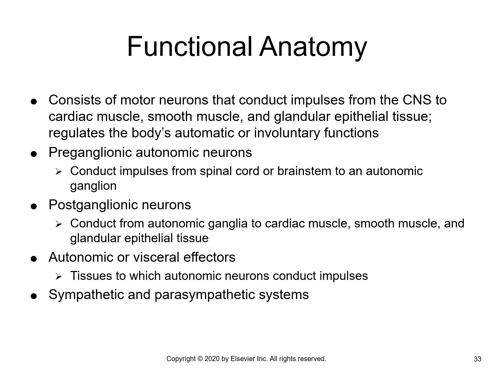Preganglionic autonomic neurons conduct impulses from the spinal cord or brainstem to an autonomic ganglion. Postganglionic neurons conduct from autonomic ganglia to cardiac muscle, smooth muscle, and glandular epithelial tissue. Autonomic or visceral effectors are the tissues to which autonomic neurons conduct impulses. The sympathetic and parasympathetic systems.